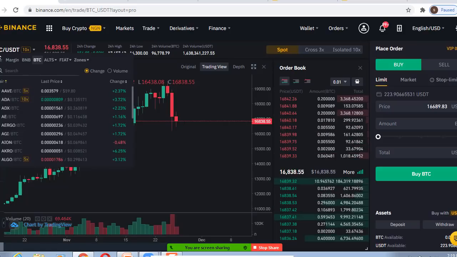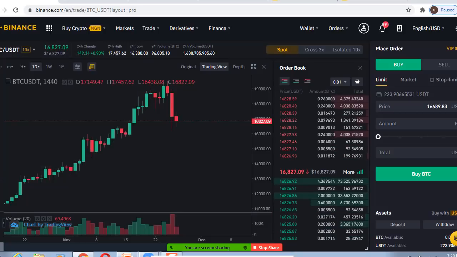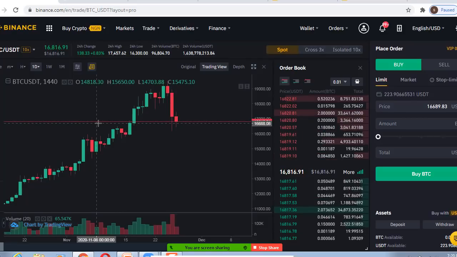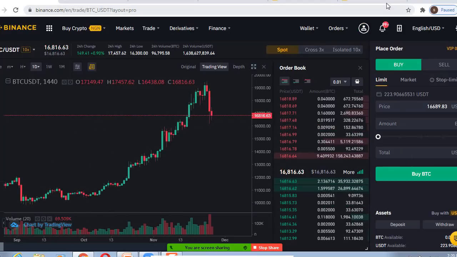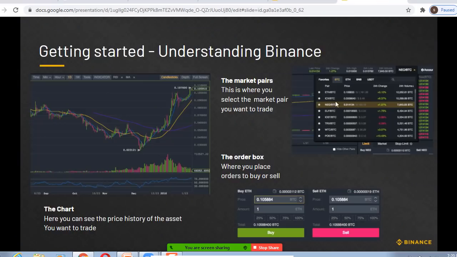Let's say, for example, you have BTC USDT. That means if you have BTC, you can convert your BTC to USDT. If you have USDT, you can convert your USDT to BTC. So what happens here is a series of exchanges, that is conversion from one cryptocurrency to another. So that is market pair. Very important. So take note of that.